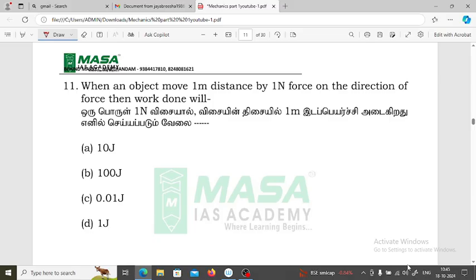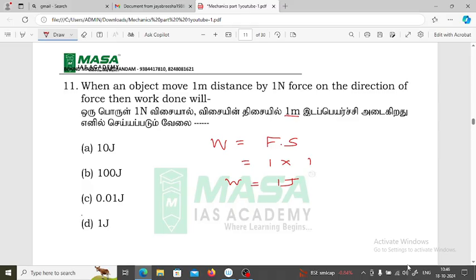Question number 11. When an object moves 1 meter distance by 1 Newton force in the direction of force, then work done will be. ஒரு பொருள் 1 நியூட்டன் விசையால் விசையின் திசையில் 1 மீட்டர் இடப்பெயர்ச்சி அடைகிறது எனில் செய்யப்படும் வேலை. Easily calculate using the work done formula. We know work done is equal to force into displacement. Here the force is given 1 Newton and the displacement also 1 meter. So what is work done now? Work done is 1 joule.